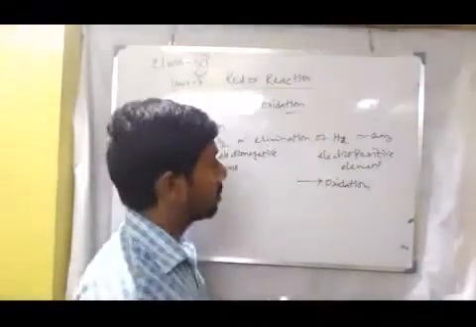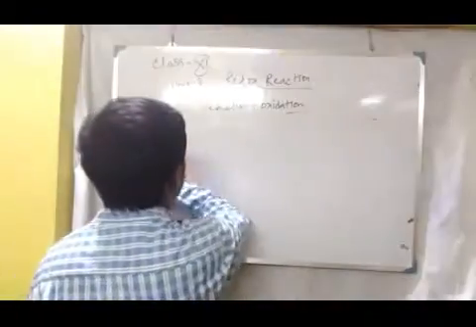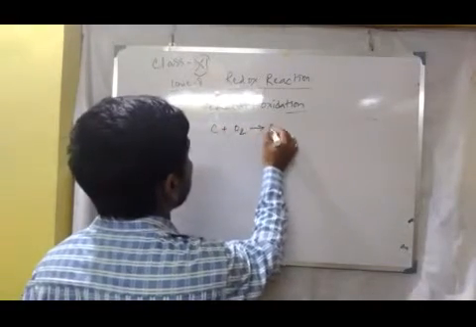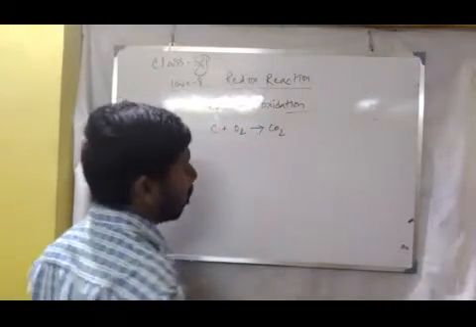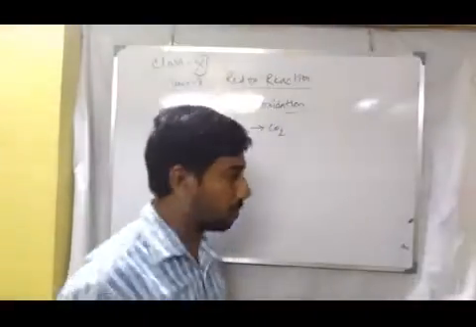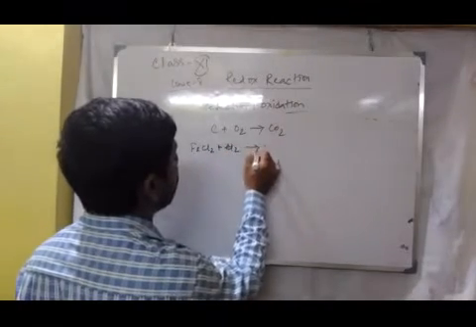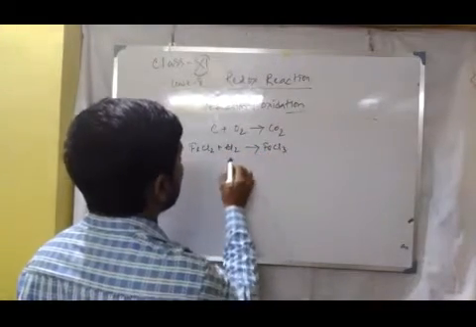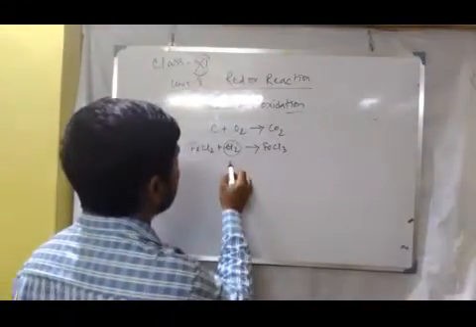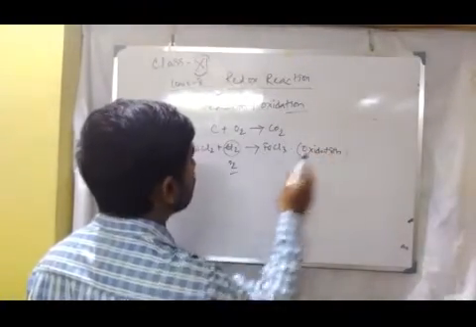Now one simple example: carbon when burnt in air produces CO2. So it is an oxidation reaction according to the previous concept. Another example: FeCl2 plus Cl2 forming FeCl3. Here chlorine is electronegative, so we can replace it by O2. So it is addition of oxygen, and it is called oxidation.